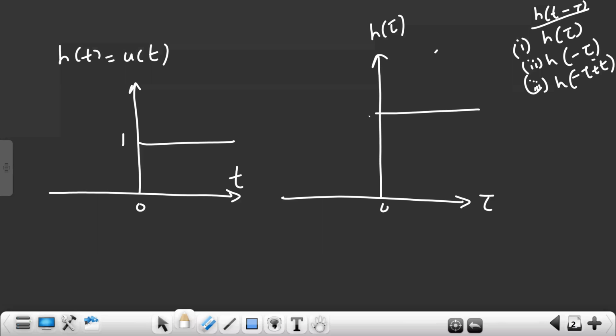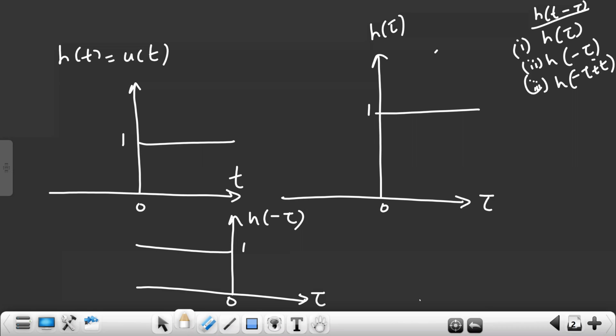So on the x-axis, you will be replacing t with tau, so that it will become h of tau. Now, after plotting h of tau, then you will go for h of minus tau. That is nothing but your time reversal. So when you take this time reversal, the graph will appear to the left side of your vertical axis. Now you will be plotting h of minus tau plus t.